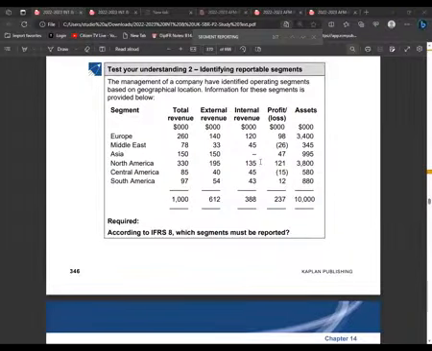So we have the segments there. We have Europe, a Middle East, in this case Asia, North America, Central America, and South America, like that.